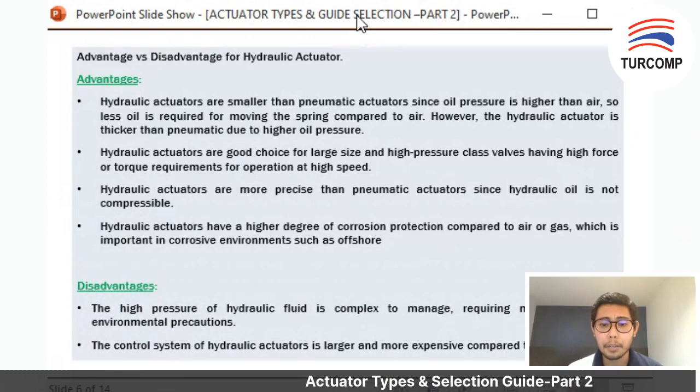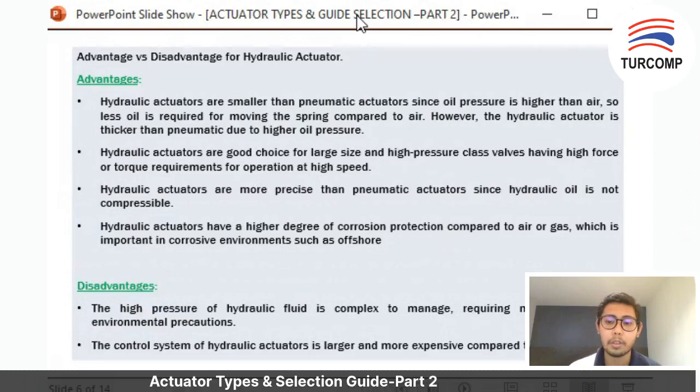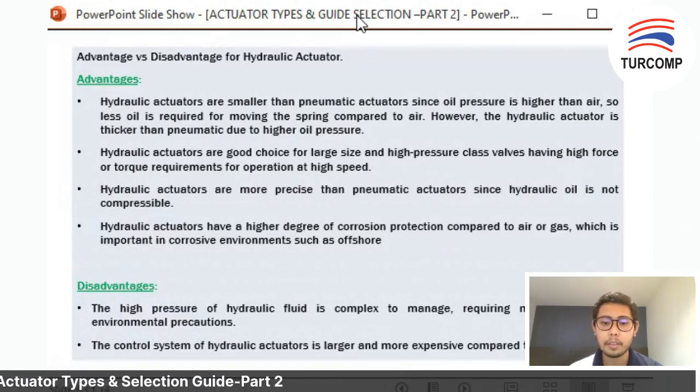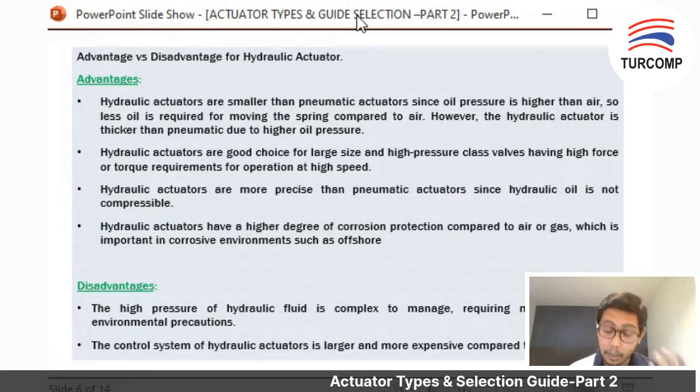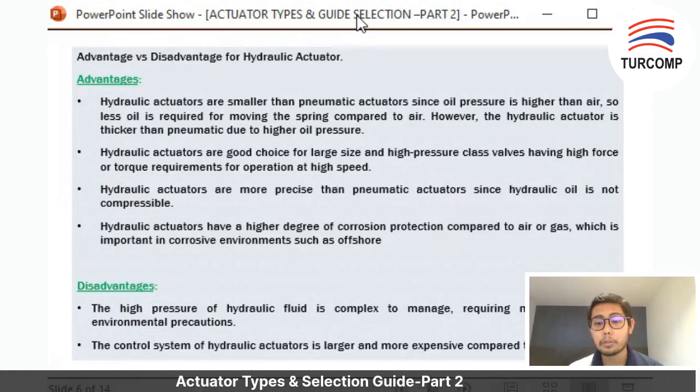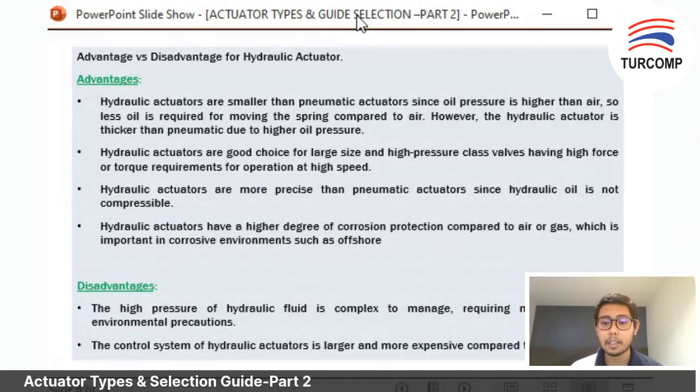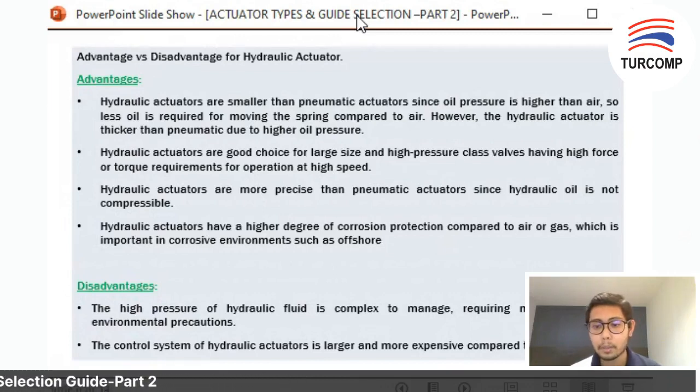The high pressure of hydraulic fluid is complex to manage, requiring many safety and environmental precautions. So a lot of safety regulation and safety measures need to be considered if you are using a hydraulic actuator. The control system of a hydraulic actuator is larger and more expensive compared to pneumatic.